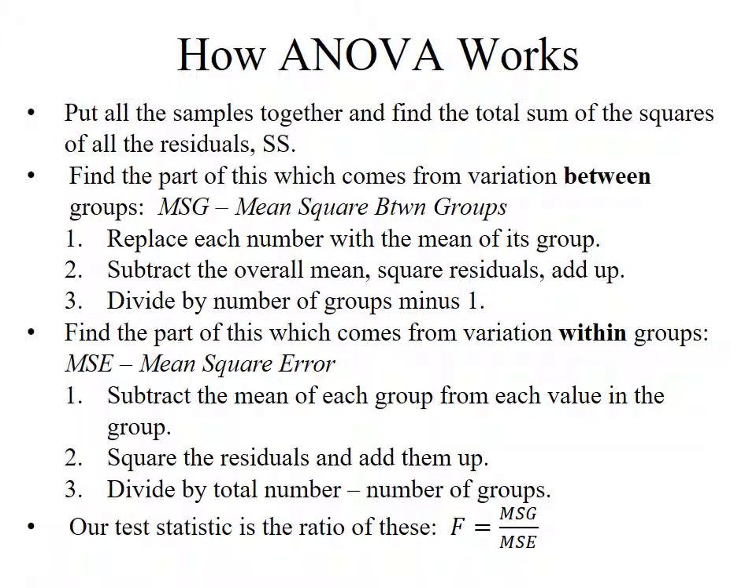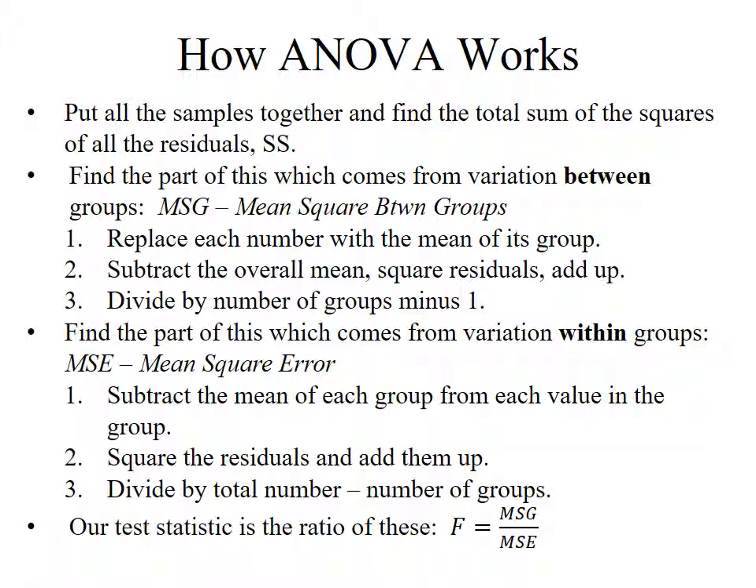First of all, it says, suppose we put all the samples together and we found the total sum of the squares of all the residuals, the sum of the squares. Okay, and ANOVA is, now let's take that and partition it into two different pieces. First of all, we're going to find the part of this which comes from variation between the different groups. That will give us the MSG, the mean of the squares of the residuals between the groups.